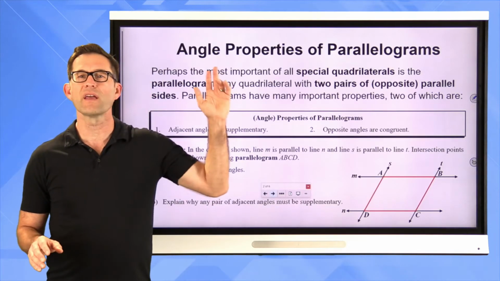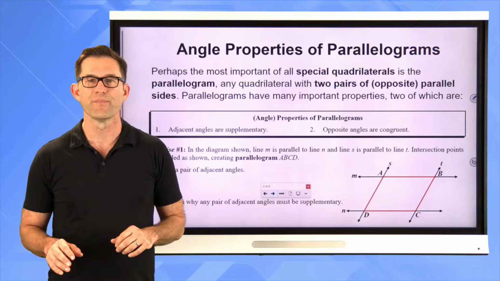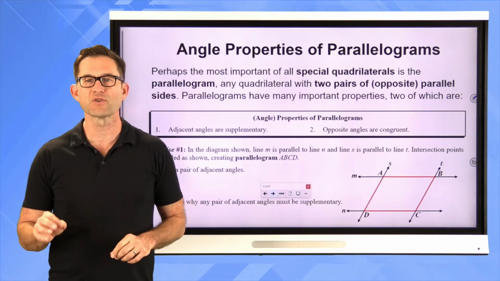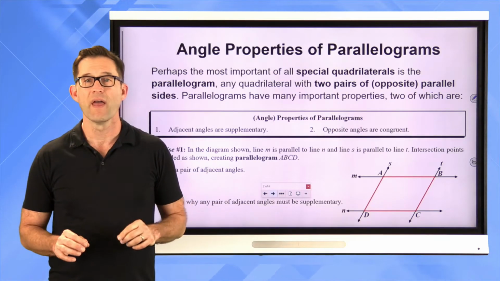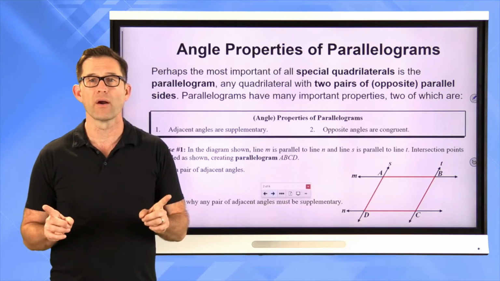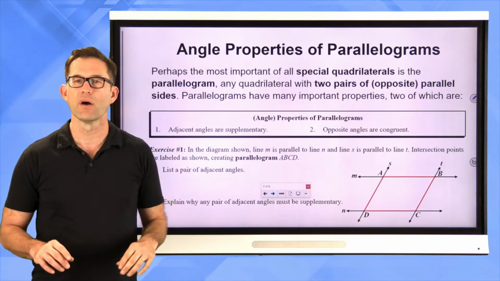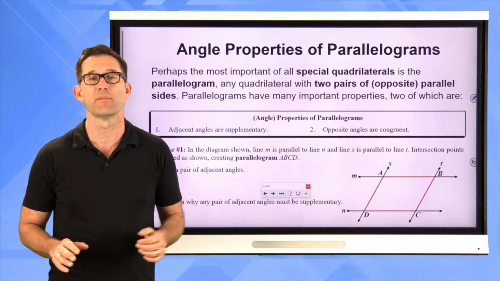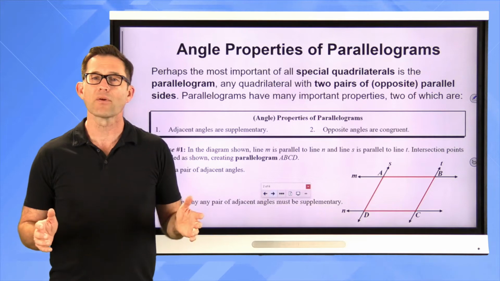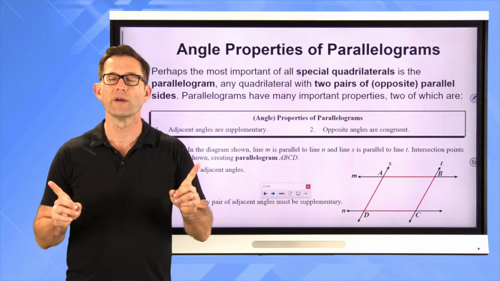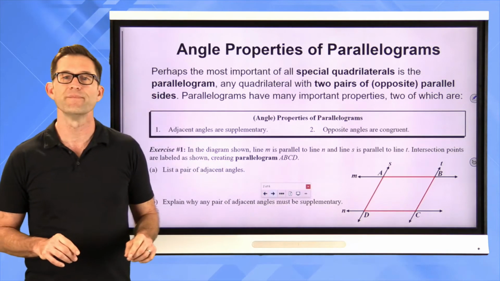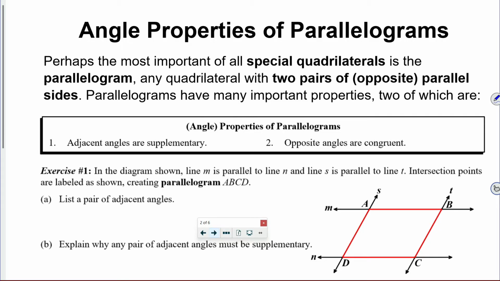So we'll begin by looking at the angle properties of parallelograms. Perhaps the most important of all special quadrilaterals is the parallelogram. Any quadrilateral with two pairs of opposite parallel sides. And again, the opposite is a little redundant there. As long as it's got two pairs of parallel sides, they have to be opposite of each other. Parallelograms have many important properties, two of which are the following. Let's take a look at them. Angle properties of parallelograms. 1, adjacent angles are supplementary, and 2, opposite angles are congruent.